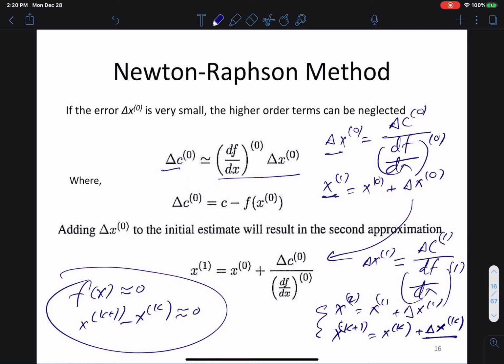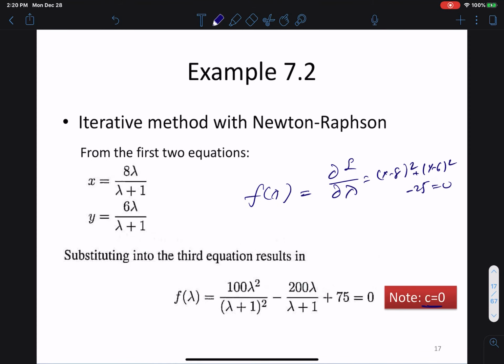So let's see how you can apply this to the problem. We have the same problem here from before. This is the x and y.